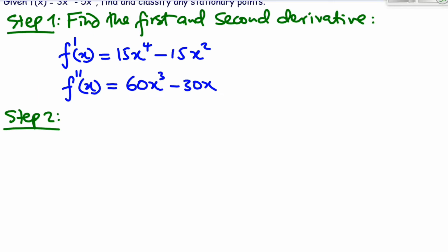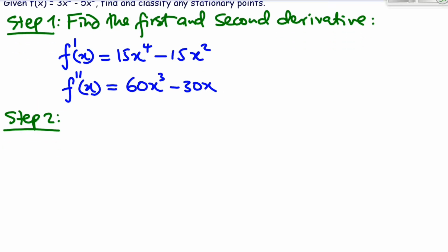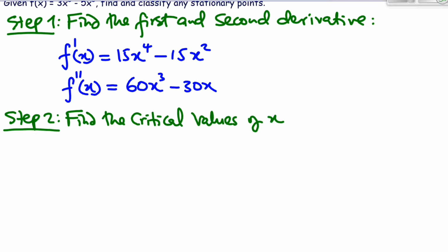And then step 2, find the critical values of x by setting the first derivative to 0.